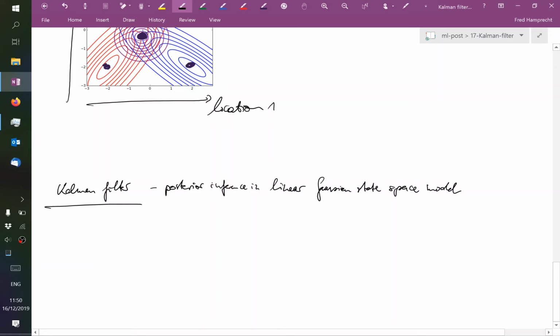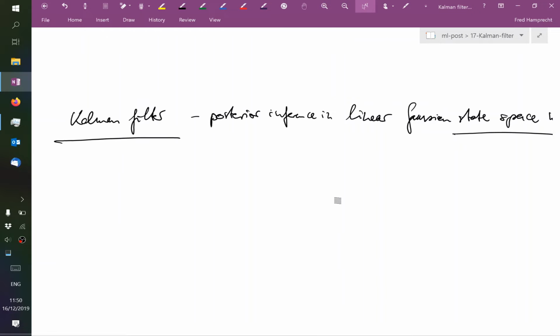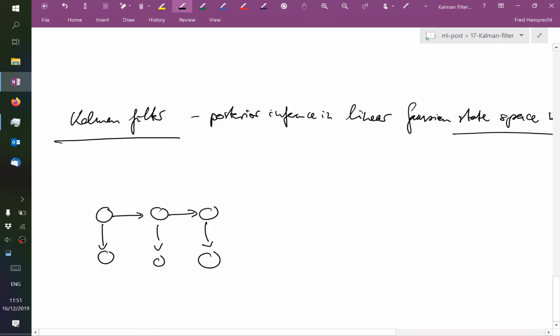And from these words, we can actually infer everything. Yeah? So first, I'm reading here state space model. Whenever you hear state space model, you think of our picture, which looks like this. Where we have a hidden or latent state in the top row.